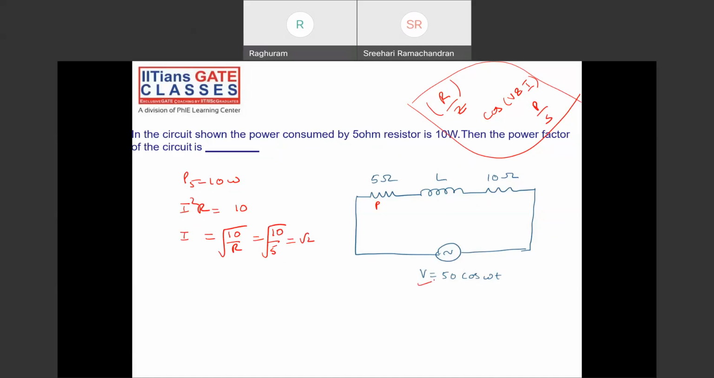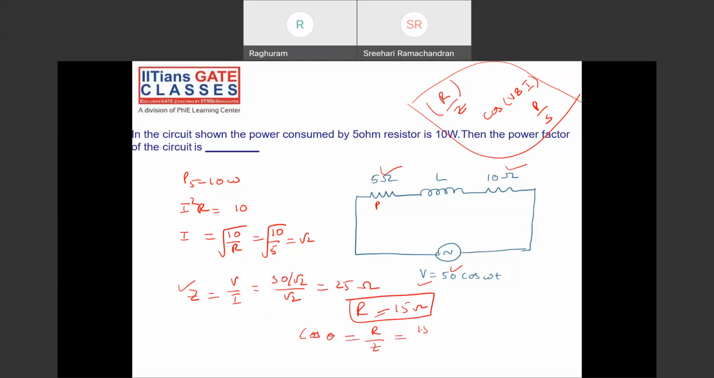You have voltage V, and V by I is nothing but Z. This is the maximum value, so take the RMS value. RMS value of the sinusoid is 50 by root 2, divided by I, which is root 2. This will be 25 ohms. Z is 25 ohms. Okay, I have the total resistance. R is 5 ohm plus 10 ohm, 15 ohms. I got R, I got Z. Cos phi or power factor cos theta is R by Z, 15 by 25.